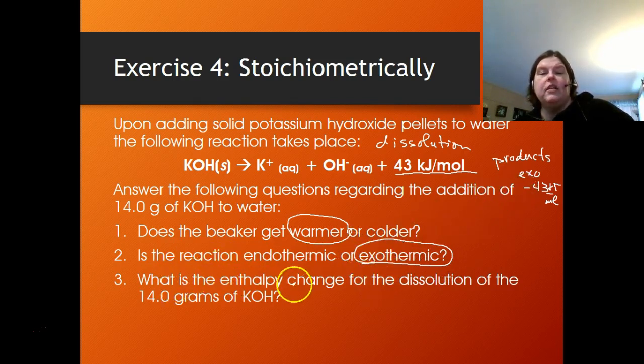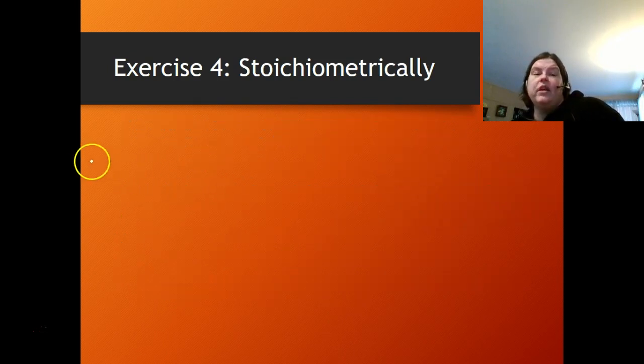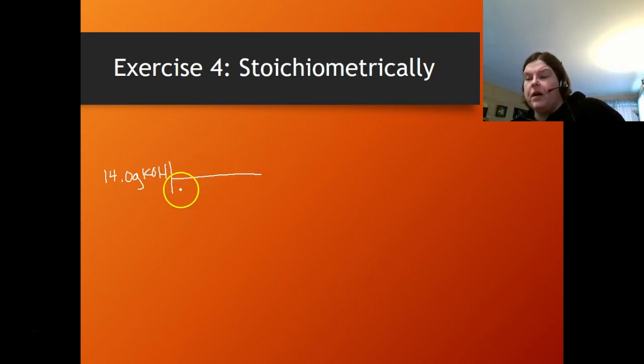Okay? What is the enthalpy change for the dissolution of this substance? So let's look at that. I know it's 14 grams. I know that negative 43 kilojoules per mole is what I need. So stoichiometrically, I start out with 14.0 grams of KOH. And I change that to moles of KOH by using 56.08 grams of KOH per 1 mole of KOH.